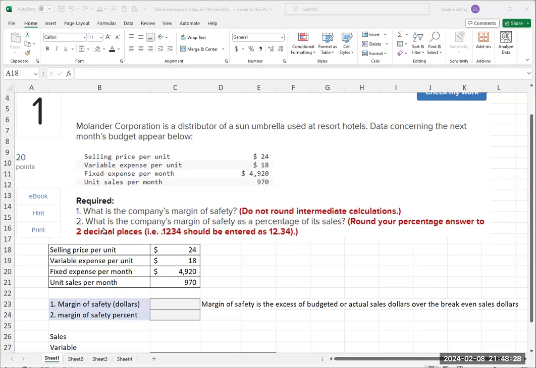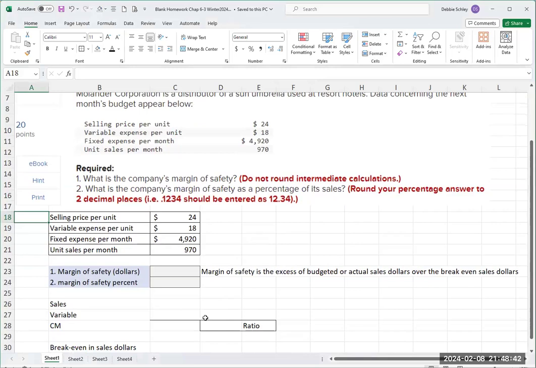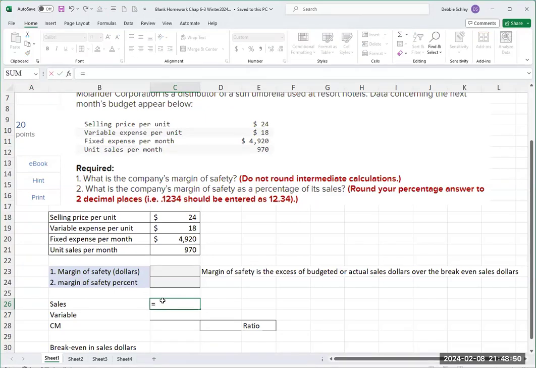And then they want to know the company's margin of safety as a percentage of sales. So the first thing I did was I copied down all of this information from right here. So we've got to make some calculations to figure out margin of safety. So first of all, what are my total sales? That's going to equal my selling price per unit times my unit sales for the month.